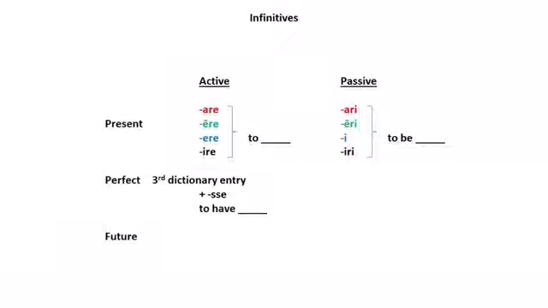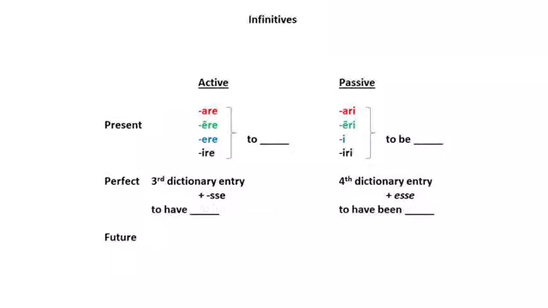Perfect active infinitive is very easy to make and recognize. You just take the third dictionary entry, whatever that is for your verb, and add SSE to it. Translation, to have blank. Now, if this is starting to seem a little bit confusing, we're going to make it clear when we do an example here in just a moment. The perfect passive infinitive is the fourth dictionary entry plus the separate word esse, meaning to have been blank.